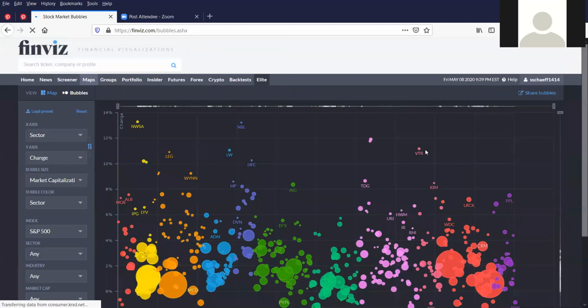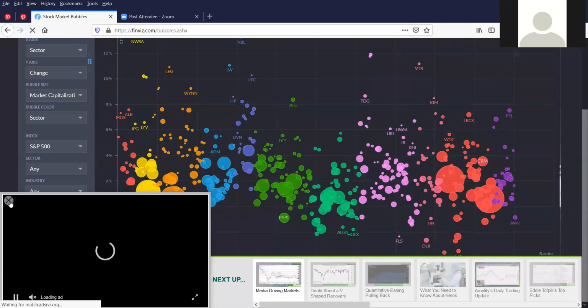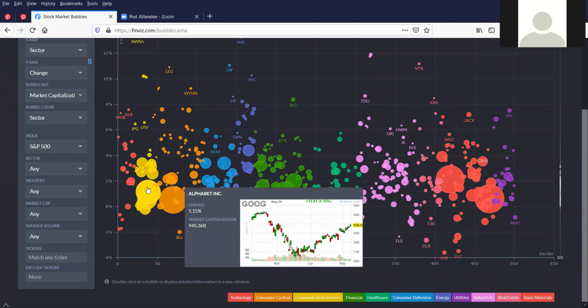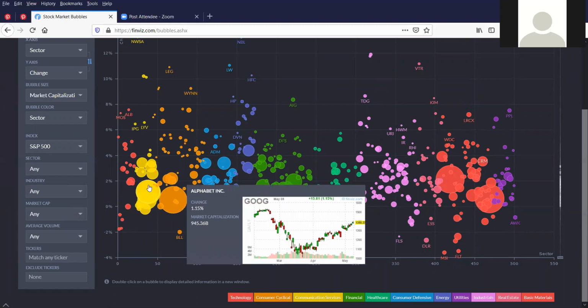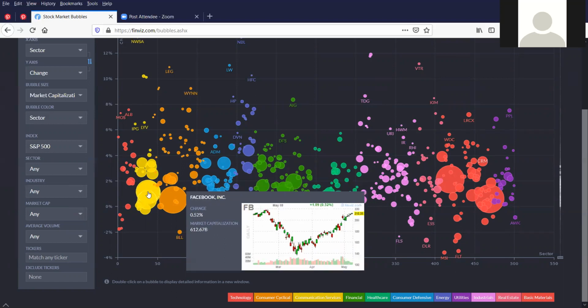The other thing that's interesting is that you can change it to a bubbles option. So you can get the idea that we looked at, there's the pop-up again. It looks like Alphabet Google was up 1.15% today, and this is probably a 3-month chart of how it did. It bottomed out in mid to late March, and then it went up. And this graph also shows you its market cap of $612 billion.